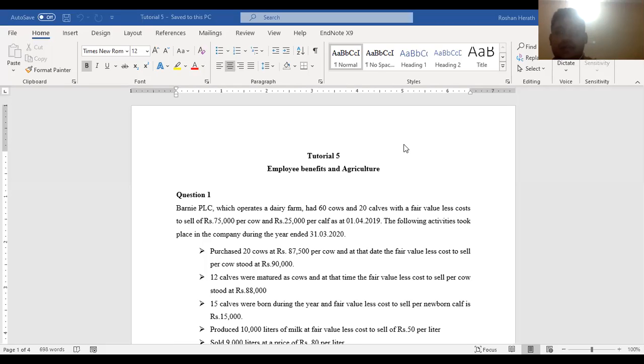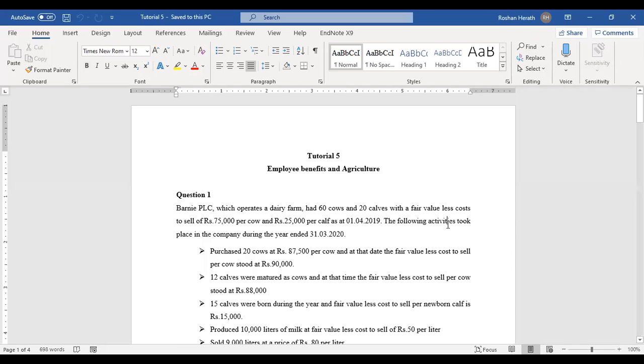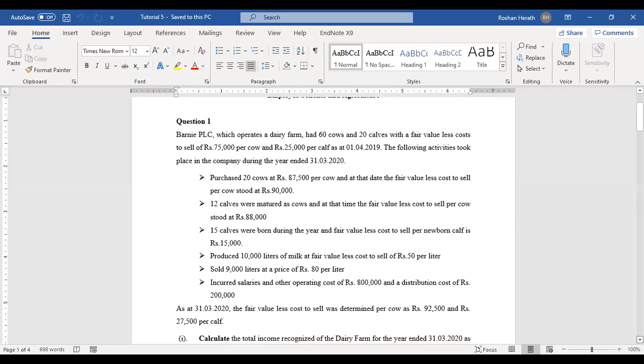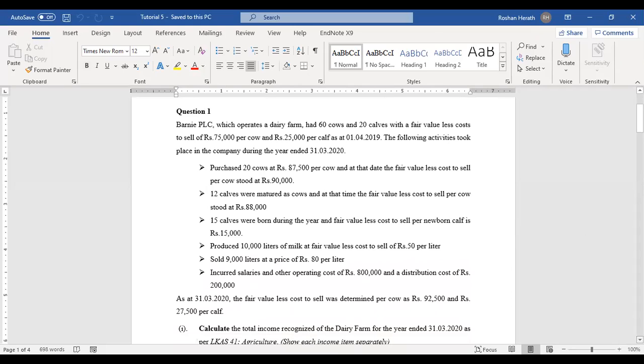So we are going to discuss the tutorial based on the employee benefits and the agriculture standard that you have discussed during the last couple of lectures, right? Okay, then I have taken questions on that. The first question was one of the past paper questions I have taken, on agriculture, the most recent discussion that you had, and then we'll be moving on to the employee benefits. So let's read the question together and see.